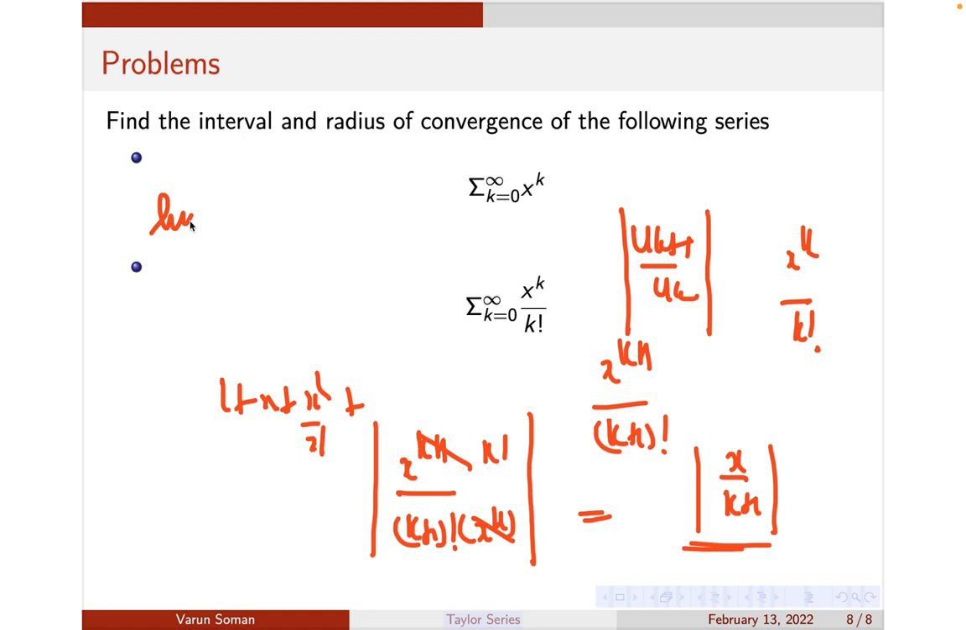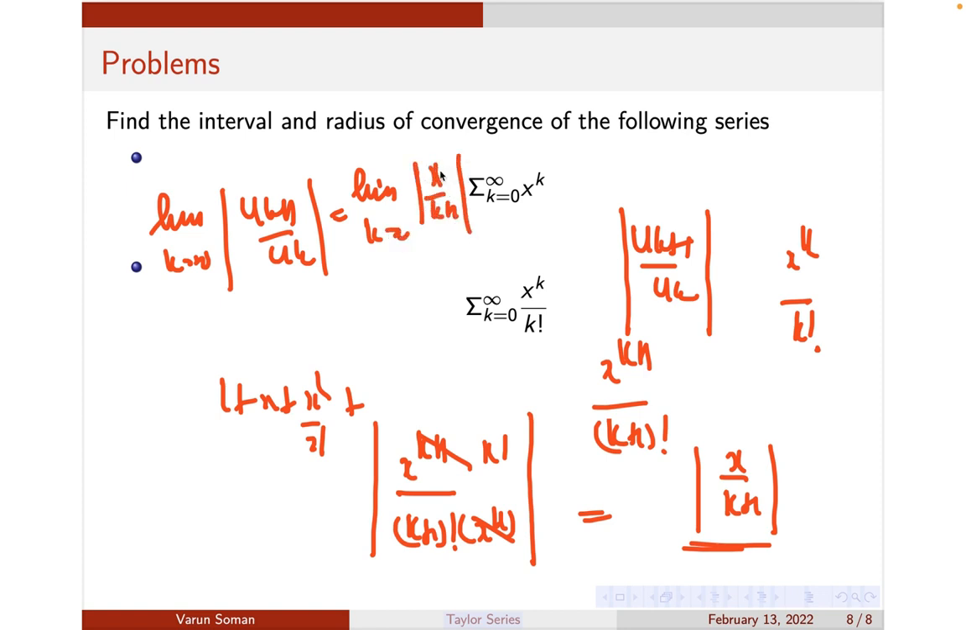And what is the limit as k tends to infinity of modulus of u_{k+1} by u_k? What will be the value? It will simply be the limit as k tends to infinity of modulus of x by k plus 1. Here x would be a fixed value. Suppose your x is 10, it is fixed there. But the value which is varying is actually k. This denominator is going to infinity and x is fixed. So what would be the limit value? Whatever be the value of x, this denominator is going to infinity. So the limit would be 0. Whatever be the real value of x, your denominator is going to infinity here because k is going to infinity.